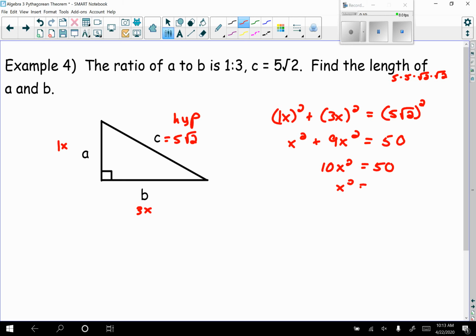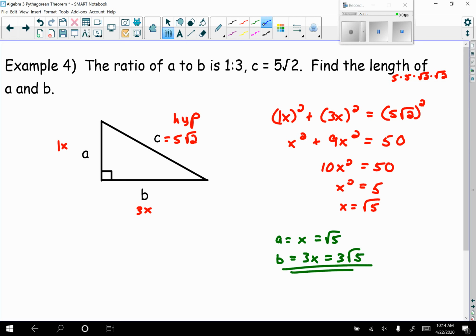Divide by 10. So x squared will equal 5. And then x is going to equal radical 5. Now for these, we're not putting them in approximate forms. The exact form, simplified form, is good enough. So we want to find, again, the lengths of sides A and B. So A is equal to 1x, which is just radical 5. B is equal to 3x, which is 3 radical 5.